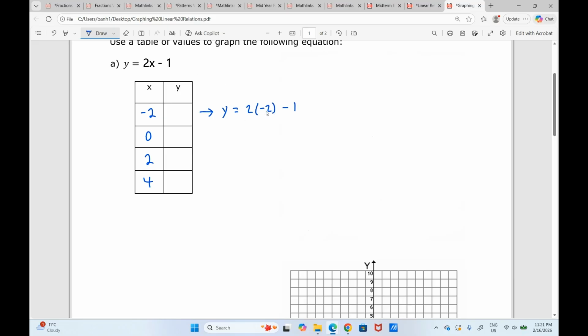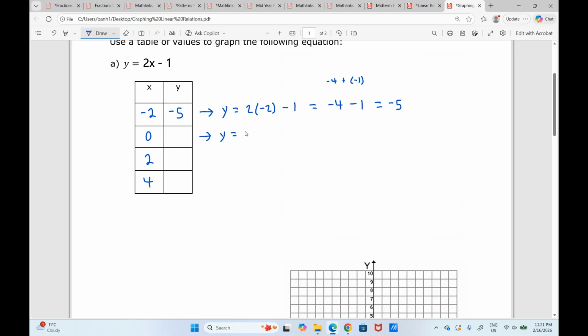Now, 2 times -2 is going to be equal to -4. So now I have -4 minus 1. And if you recall from integers, -4 minus 1, keep, change, change. This would be equal to -5. So that means my value of y when x equals -2 is going to be -5. Okay, great. Now let's find my value of y when x equals 0.